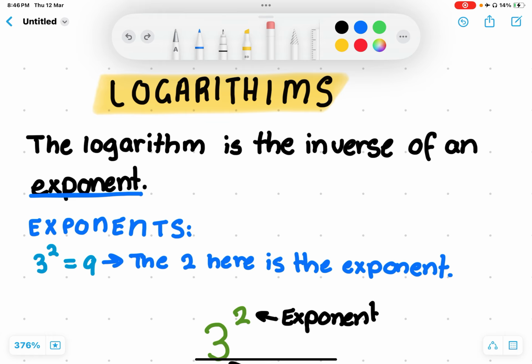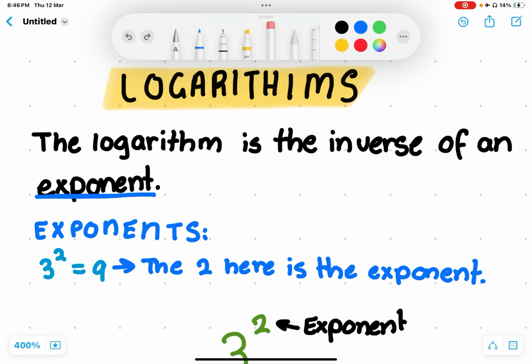Grab a pen, grab a notebook so that you can follow along with me as I'm doing some of the questions. So let's get into this video. To start with, what are logarithms? I'm assuming you haven't heard of this before, or if you have, this can serve as a revision. But let's just start from the basics.